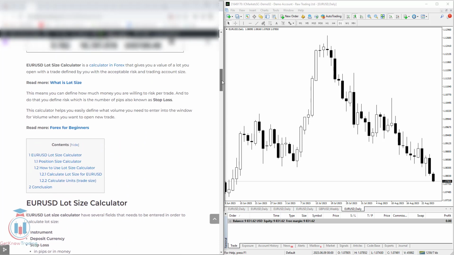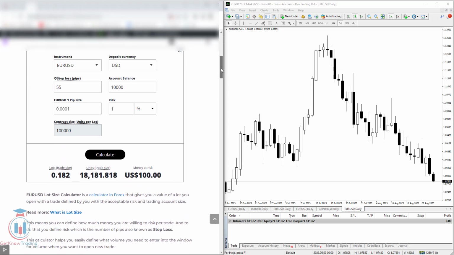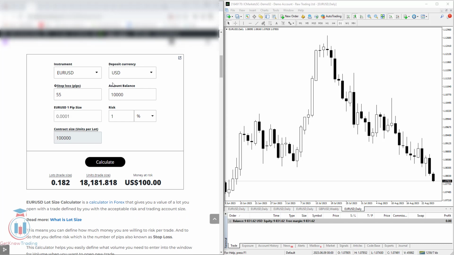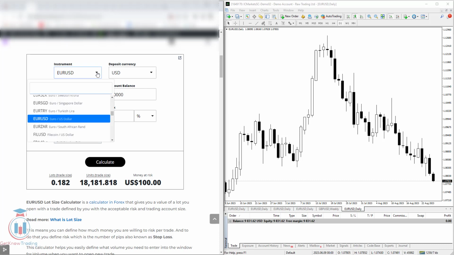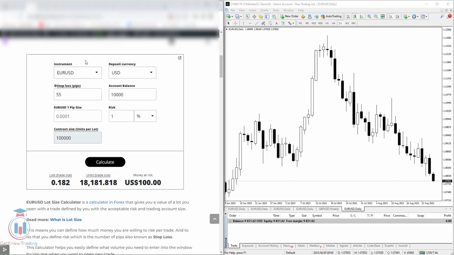Let me show you the fields inside the EURUSD lot size calculator so you can understand how to use it. In the first field you have the instrument, where EURUSD is defined, but you have a drop-down menu where you can select any other symbol. Then you have the deposit currency. I'm currently in US dollars because I have a trading account on the trading platform with USD as the account currency. I will leave this deposit currency as USD, but you have an option to change it to any other currency.